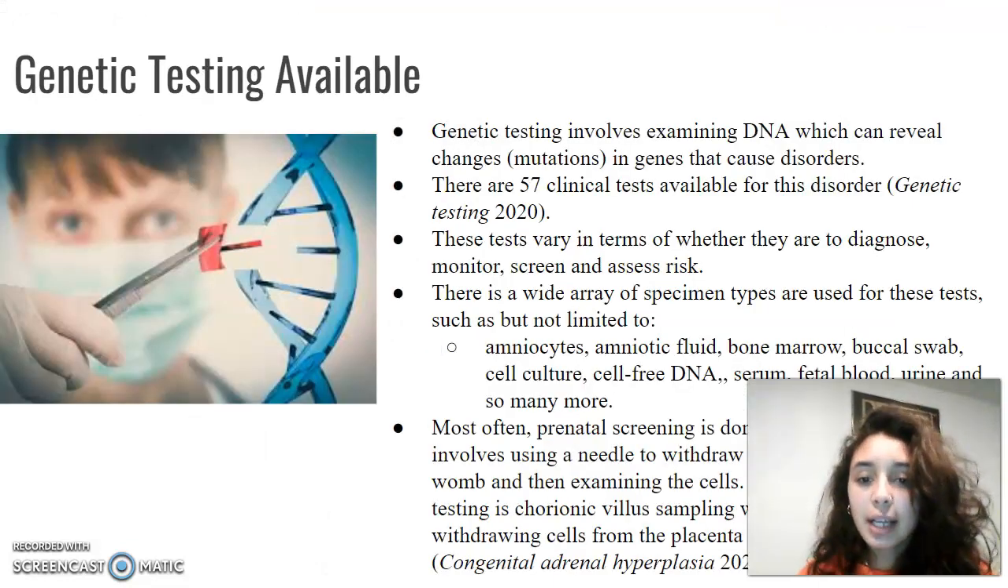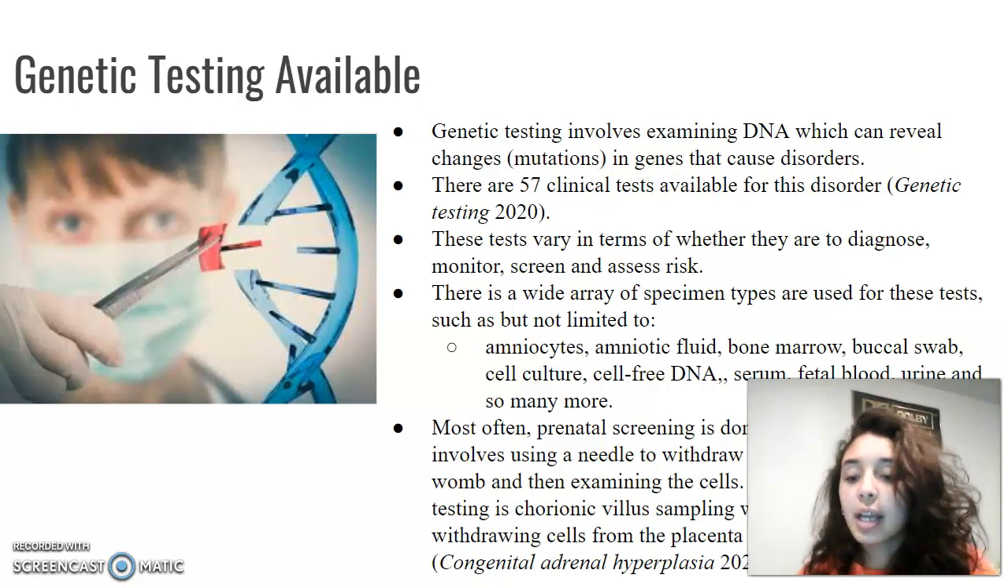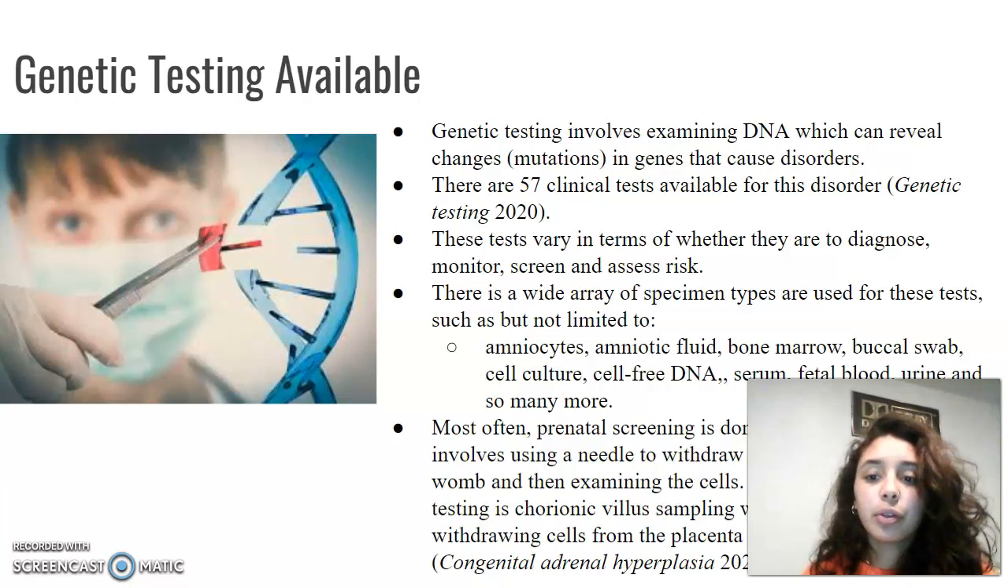Genetic testing involves examining DNA, which can reveal changes, mutations in genes that cause disorders. There are about 57 clinical tests available for this disorder, and they vary in terms of whether they're for diagnosing, monitoring, screening, or assessing risk. And there's a wide array of specimen types that you can use for these tests, such as amniotic fluid, fecal swabs, serum, fetal blood, urine, etc.